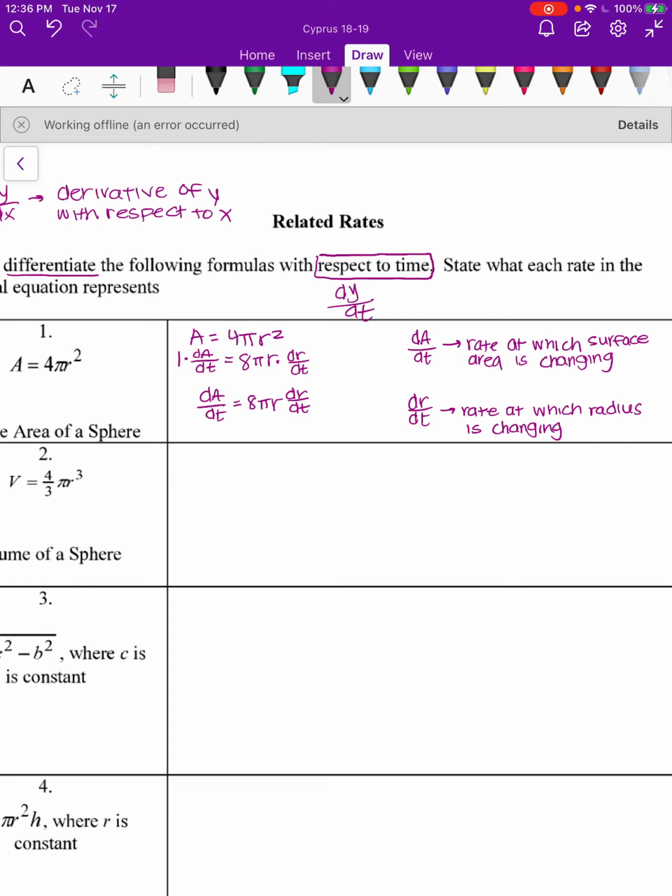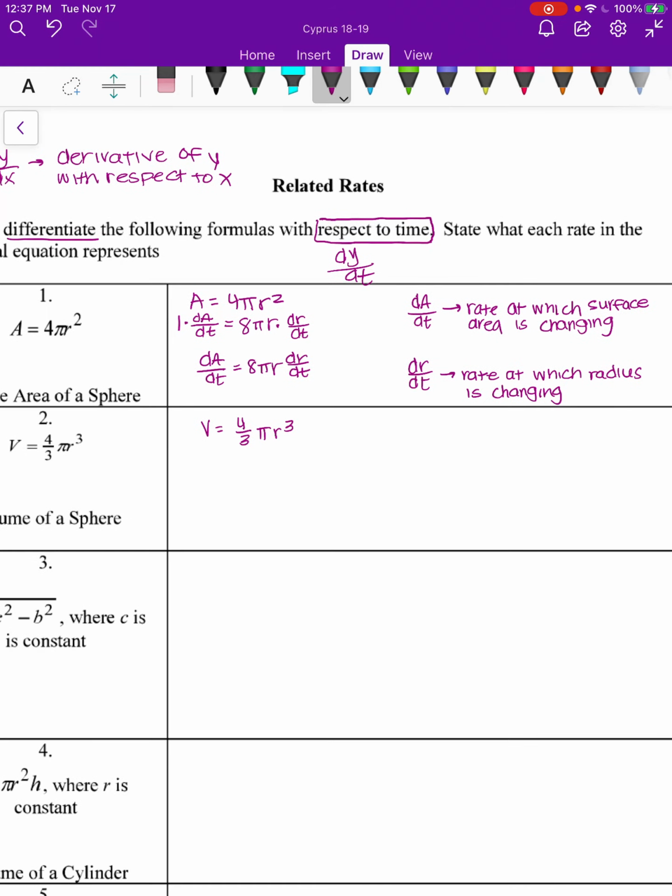Let's do some more practice with implicit differentiation. On number 2, our formula is the volume of a sphere: V equals 4/3 pi r cubed. Differentiate both sides. On the left we have just V, so the derivative is 1 times dv dt, because there's no other number in there and no power. So it's just dv dt.